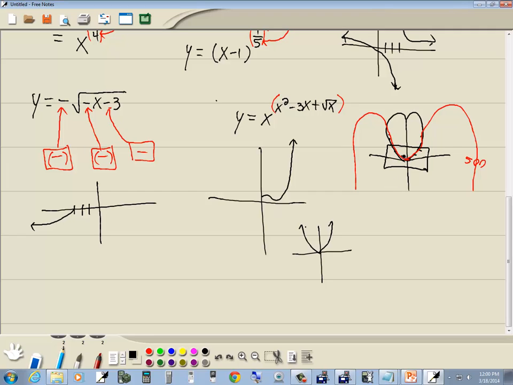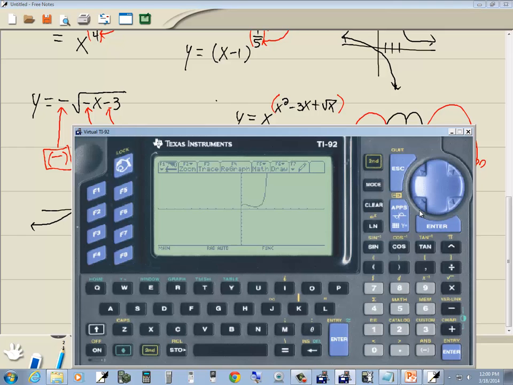Now, plotting points is horrible. The graphing calculator is a step above that. It's still not perfect though. And that's graphing on a TI-92 calculator. And again, to exit out of graph mode, you do diamond Q to get back to your home.